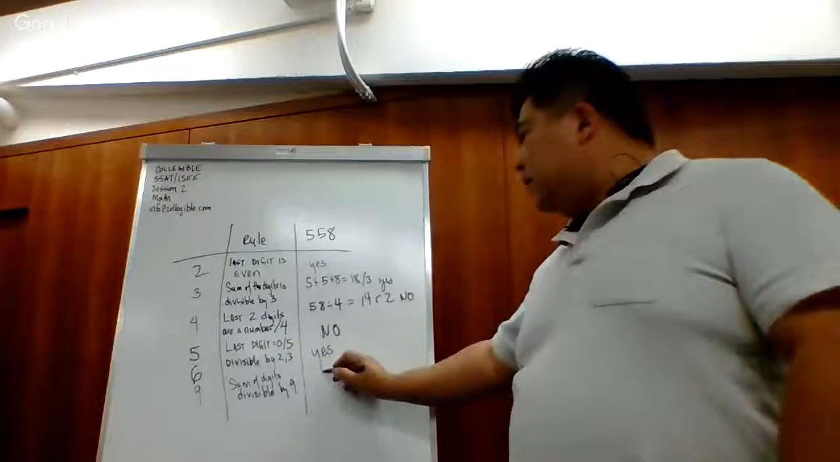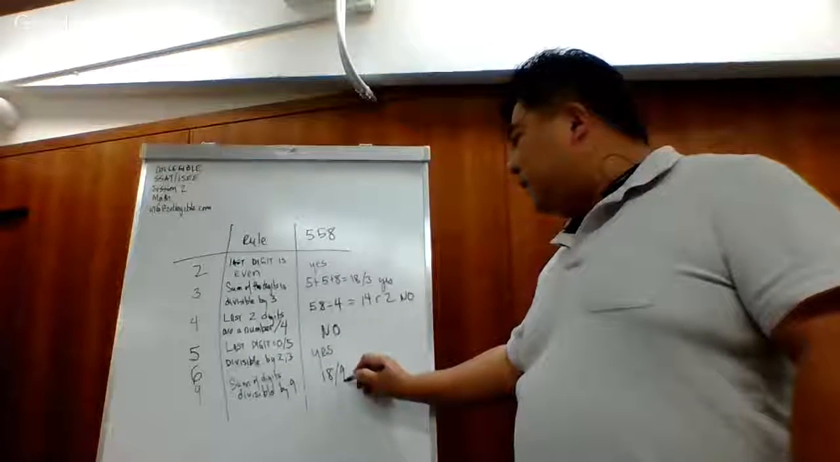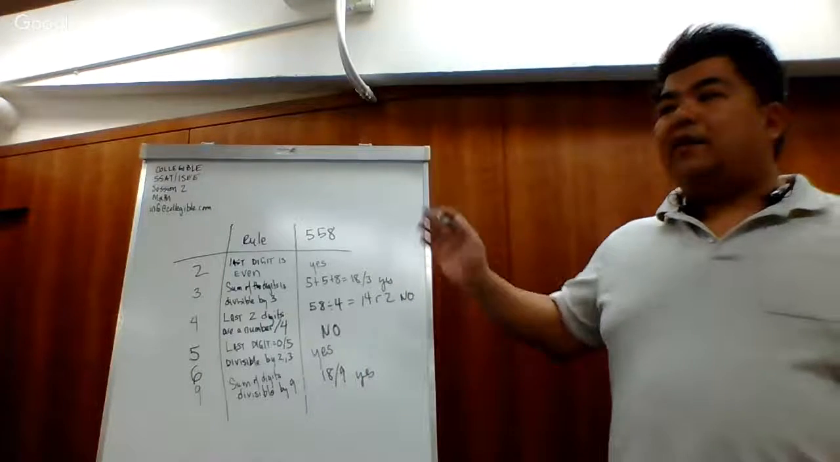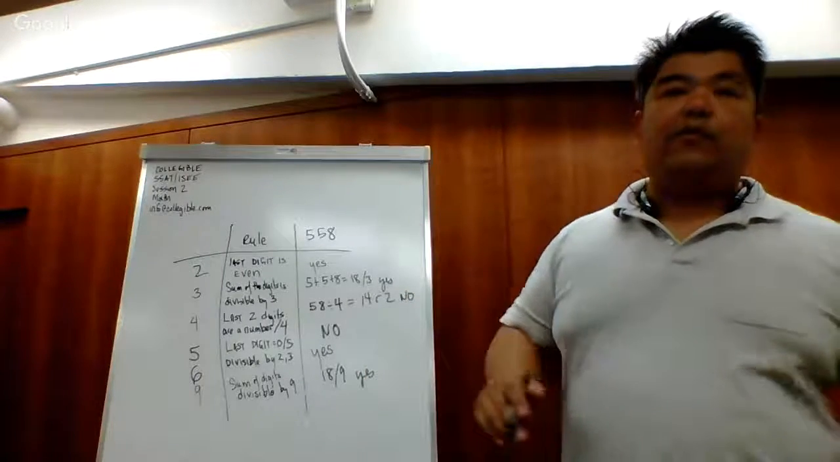So we did this. 18 is divisible by 9. That's a yes. Okay. So the last one, I think, is the easiest one. What's the rule for 10?